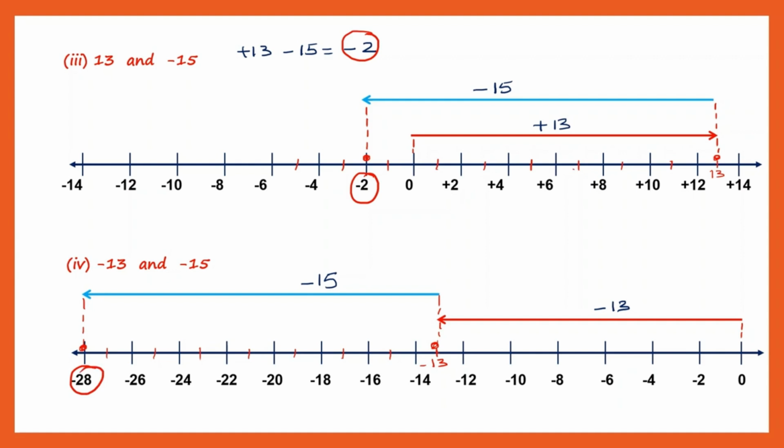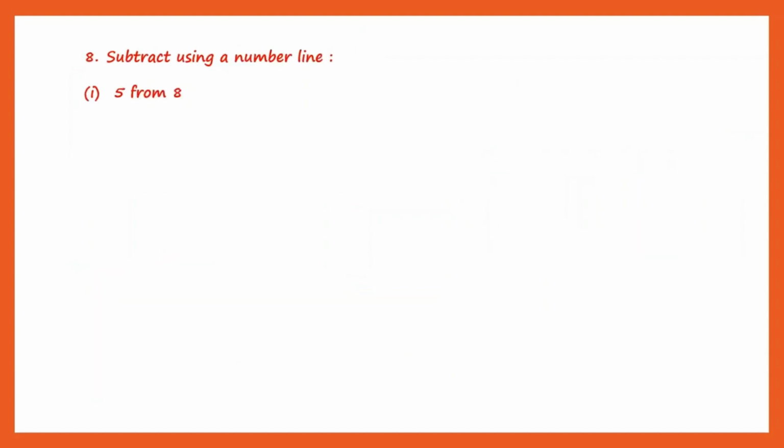So let's write out our sum: minus 13 plus minus 15. Here we have minus 13 and we have minus 15. The signs are the same, so we put the same sign and we add these two numbers. 13 plus 15 is 28. So here also we have minus 28.